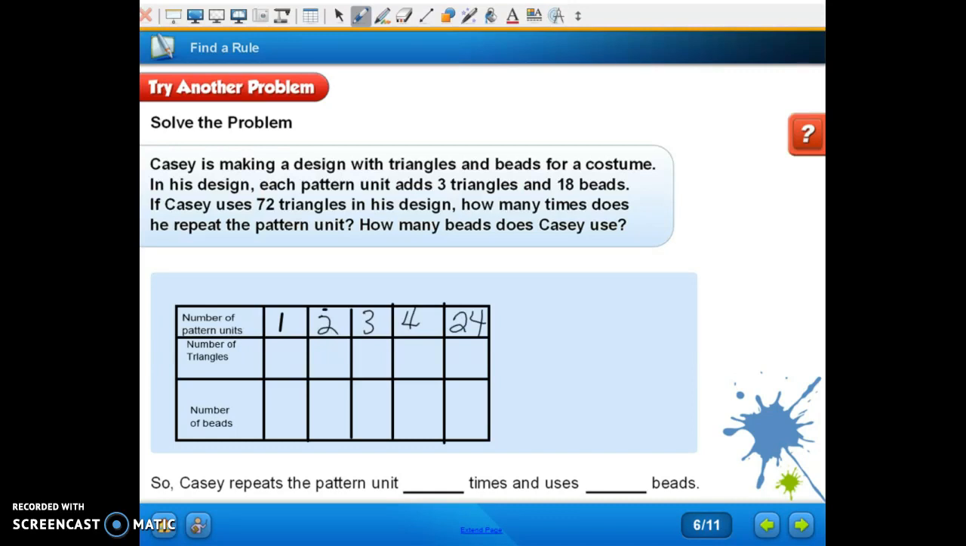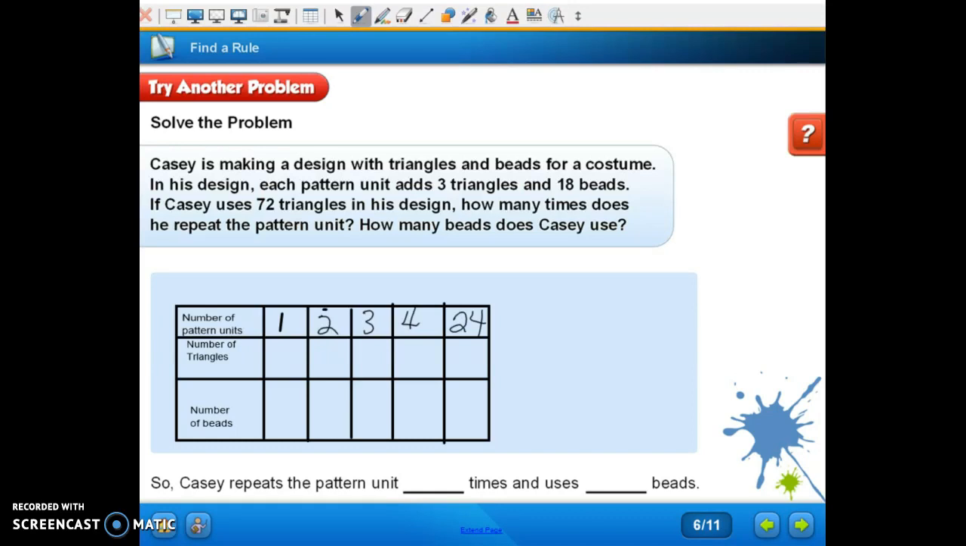And then to find the number of beads he uses, I can multiply the number of triangles by 6. Why? Because there are how many beads? 18 beads in each of his 3 groups of triangles, remember? If you look at your paper.